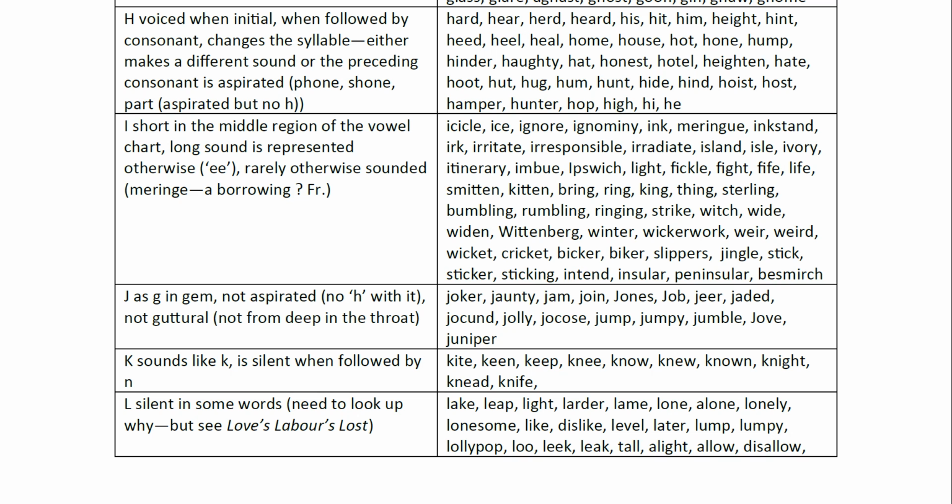Hint, heed, heel: heel and heal are again homophones. Heel is a part of the human body, or any body. But heal is a verb which means to recuperate. And recuperate is a very difficult word for a learner beginning English. So heal is to cure. Home, house, hot, hone, hum, hinder, hat. Honest, not onest. Here is an exception. It doesn't follow the rule. So it's an exception. Honest is the correct pronunciation.